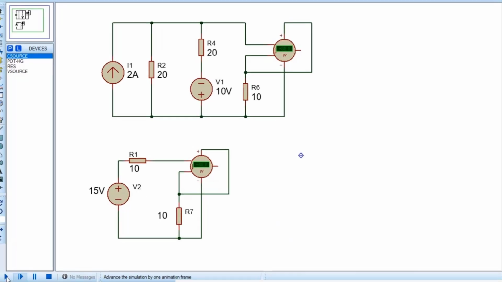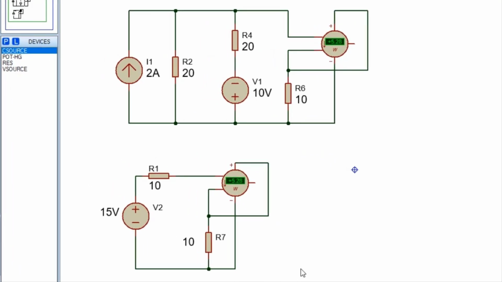So running the simulation, the equivalent circuit is showing power at load is 5.62 watt, and in the main circuit the power at load is 5.62 watt. So whatever calculation I have done here, everything is correct.